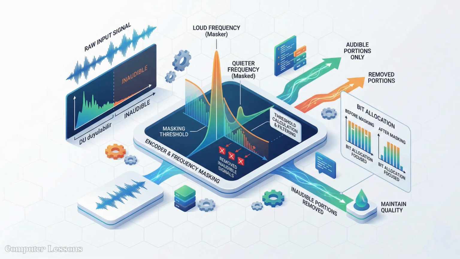Frequency masking occurs when a loud sound at a specific frequency drowns out a quieter sound. The encoder calculates the masking threshold and removes the quiet signals that the brain would ignore. This process focuses bit allocation on audible portions of the spectrum to maintain quality.